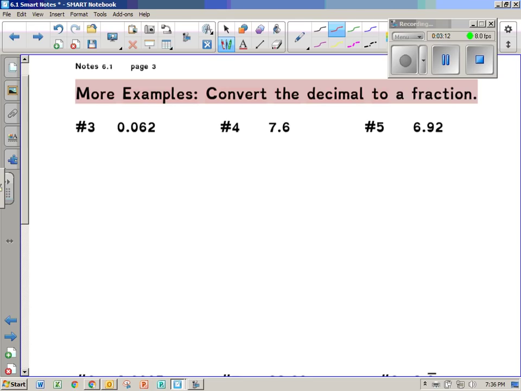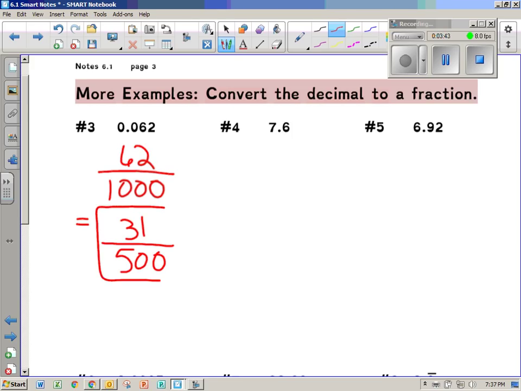The first thing you needed to do was figure out what place was farthest to the right. So I've got tenths, hundredths, thousandths. 2 is in the thousandths place. So I take the number, put it over 1,000. There's no point in putting 0.62. And then all you have to do from there is use what we did in the last unit over fractions and simplify. Both are divisible by 2. 31 is prime. It does not go into 51, so we're done.